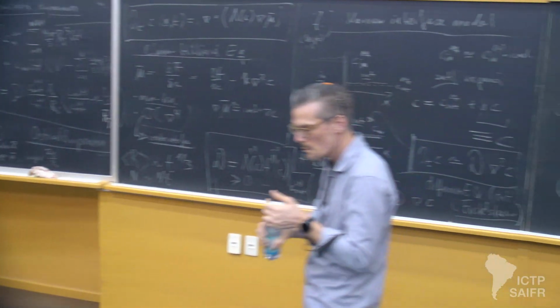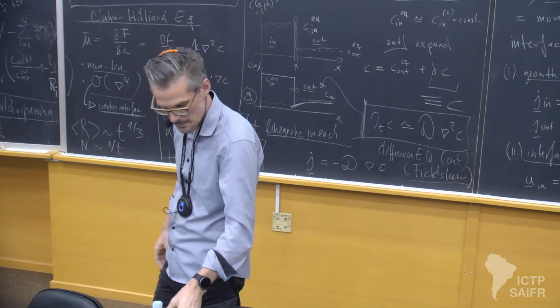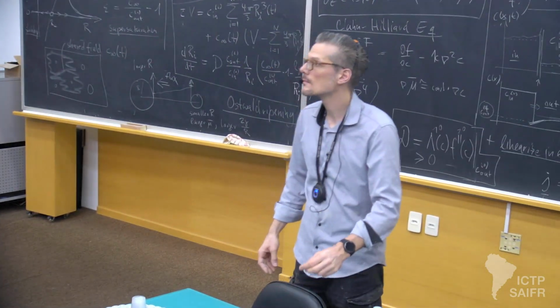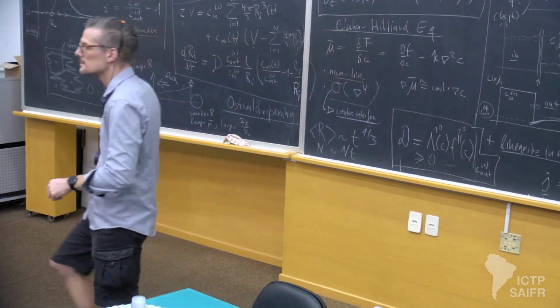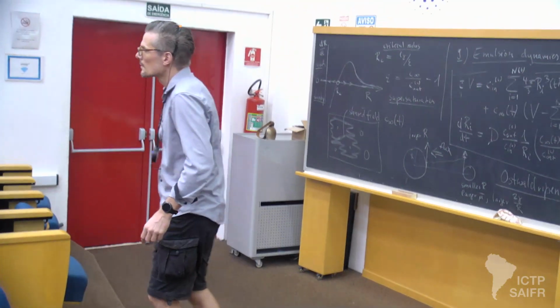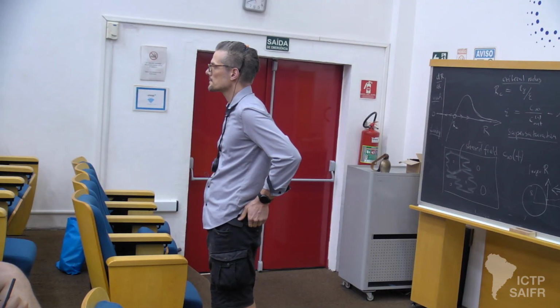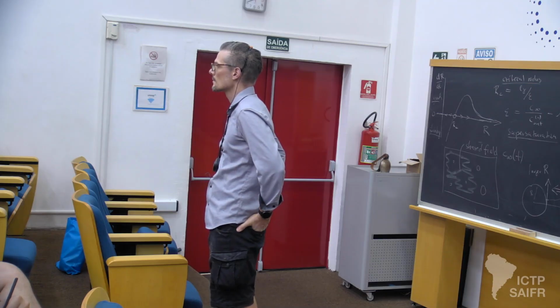So maybe to keep things on time, we can take two more questions. Real quick, we were already making the quasi-steady-state approximation right there at the beginning of the narrow interface model, right? Like the C at equilibrium equal to C0, right?